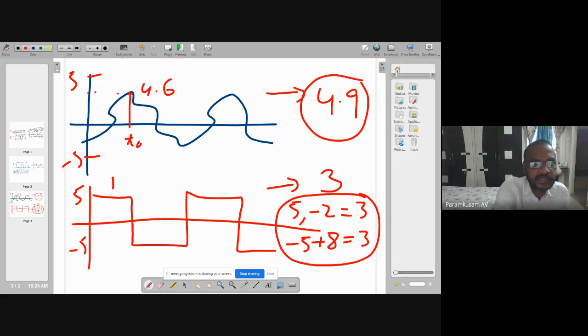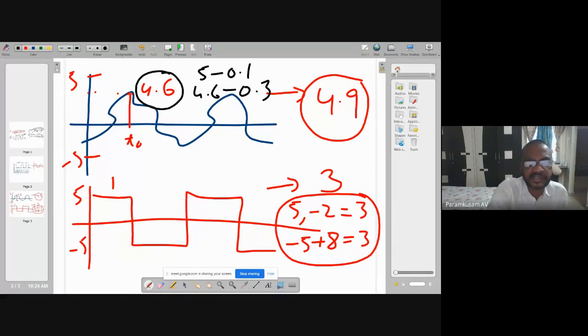One possibility is that the transmitter transmits 5 volts and the noise is 0.1. Or the transmitter transmits 4.6 and noise is 0.3. Or the transmitter transmits 2 volts and noise is 1.9. So many possibilities are there, no? So the receiver is not able to predict what is the signal transmitted by the transmitter.